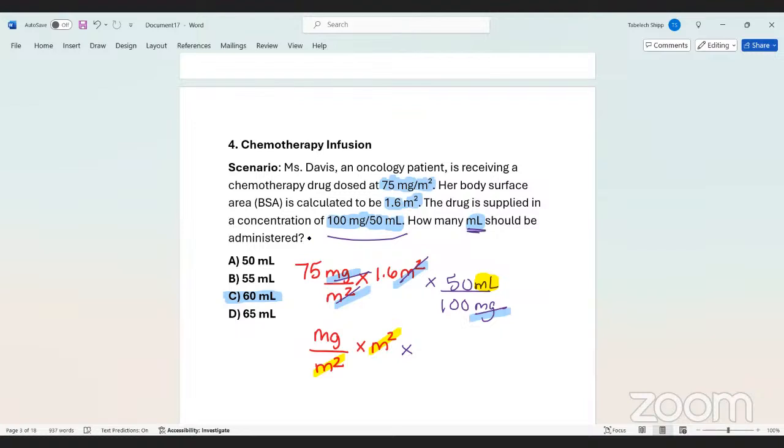So even though they gave you 100 milligrams per 50 milliliters, you've got to reverse those units to make sure that you put milligrams on the bottom and the milliliters on the top. The 100 milligrams was on the bottom, the 50 milliliters was on the top because of the units that you needed to cancel out.